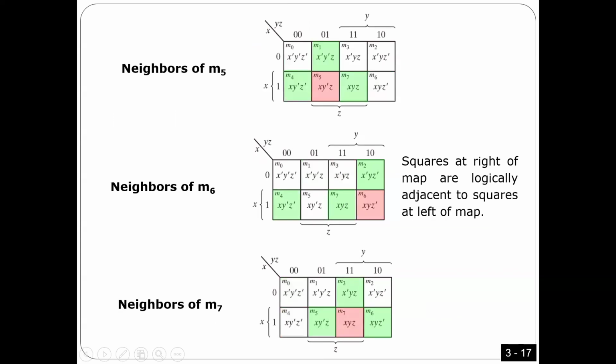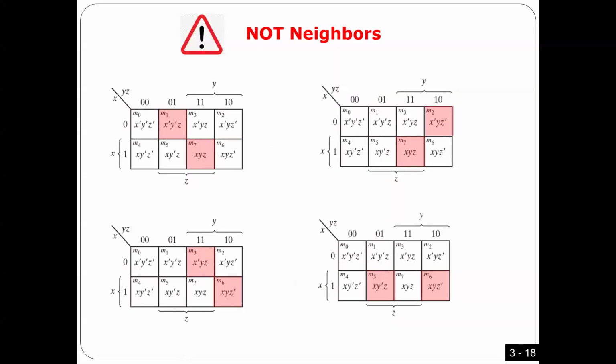Same thing here for M5. Who are the neighbors of this one? This one is a neighbor here, neighbor here. Any direct horizontal or vertical. Also, keep in mind this one is also like vertical. Okay, neighbor. Same thing here. Any questions? Diagonals are not neighbors. Any questions?